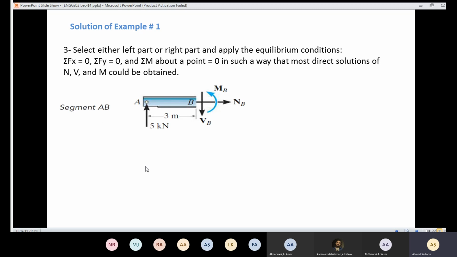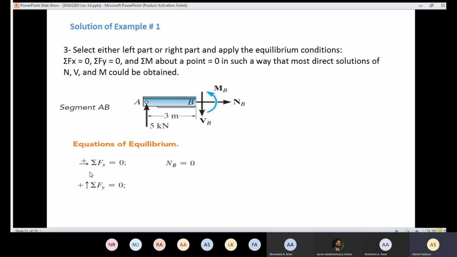So now in step 3, you need to take either the left part or the right part. Of course, here we took the left part. Then we are going to apply the equations of equilibrium for that part. So that part here is in equilibrium. We choose segment AB. We are going to say that the summation of the forces in the x-axis equals 0, and here is the sign convention for that. Then let's look at the x-axis. We have only NB, which means that NB is 0. So now the normal force came out to be 0.